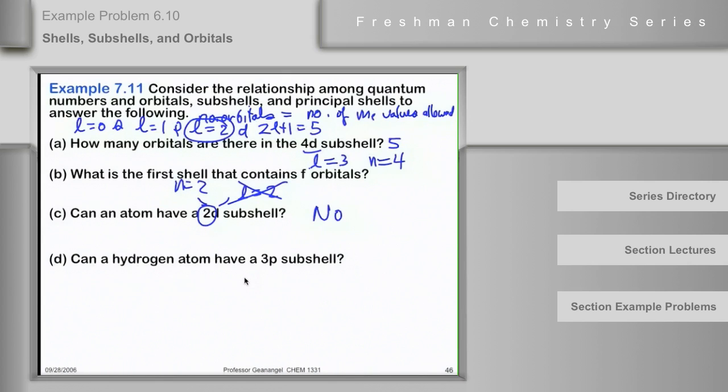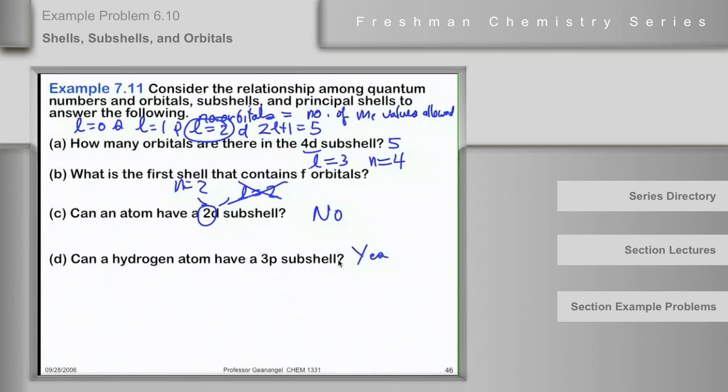Somehow we incorrectly give you the idea that a hydrogen atom has only a 1s subshell. A hydrogen atom has an infinite number of subshells, because n can run from 1 up to infinity, basically. So a 3p subshell is just fine, thank you. n can be 3 for a hydrogen atom. L can be 1 if n is 3. So the answer is yes.